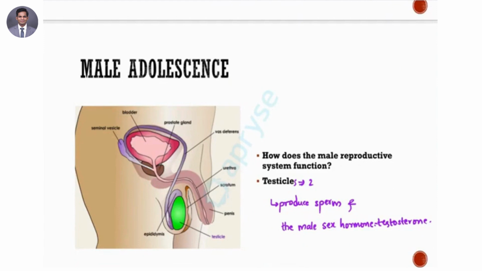Okay, sperm production. And for sperm production there is another term that we have talked about in the past as well. That is spermatogenesis, right? Sperm production is what? Spermatogenesis. So it is this particular testicle, the testes, that is going to be responsible for the synthesis of the male sex hormone testosterone, right?